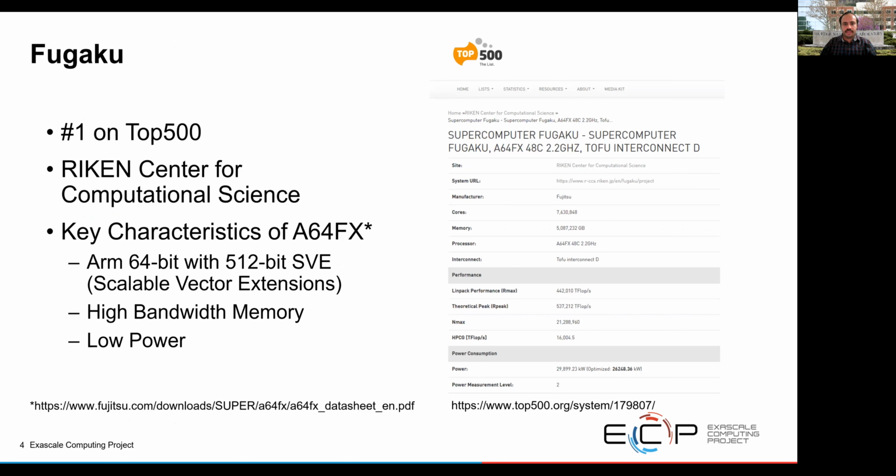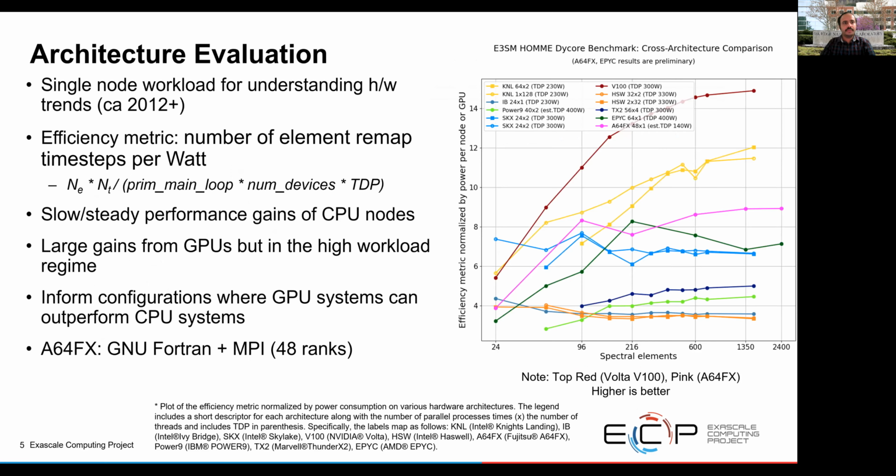Most of you are familiar with the Fugaku supercomputer. This is presently the number one machine in the world, located at the Riken Center for Computational Science. The key characteristics of the architecture: it's ARM 64-bit, one of the largest deployments out there, with 512-bit SVE vector extensions support. It has high bandwidth memory, and the most important advantage is that it's all in a low power envelope. For further details, you know where to look.